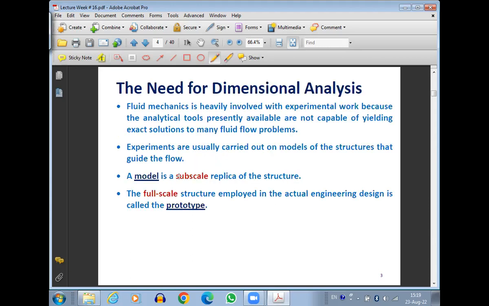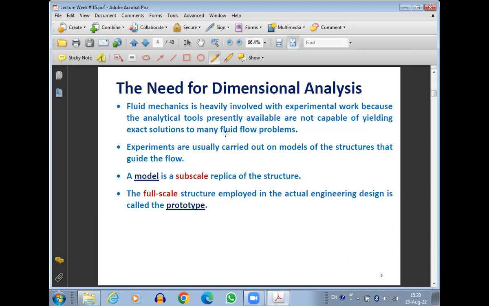The need for dimensional analysis. Fluid mechanics is heavily involved with experimental work because the analytical tools presently available are not capable of yielding exact solutions to many fluid flow problems. You cannot analytically analyze all the fluid flow problems. There are no such comprehensive equations that can actually solve all the real-time problems.